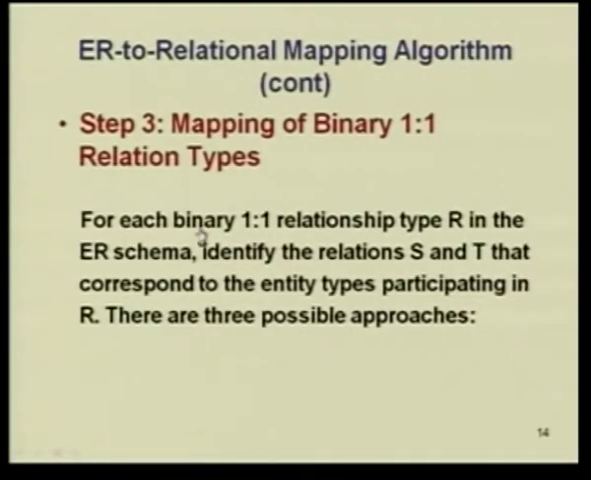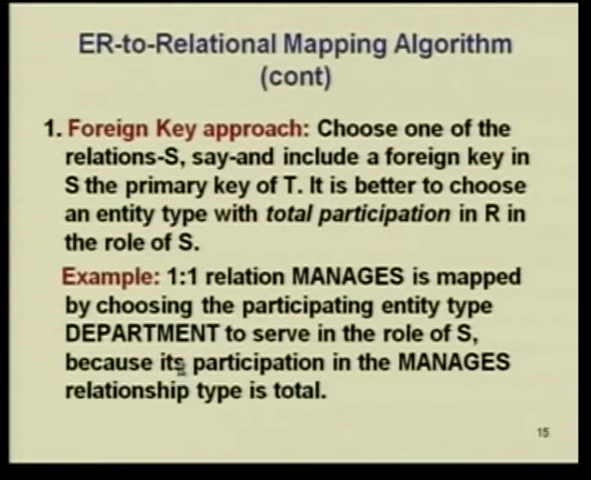For each binary 1:1 relationship type R in the ER schema, identify the relations S and T that correspond to the entity types participating in that relationship, and there are 3 possible approaches to this. One is the foreign key approach. Choose one of the relations, say S, and include a foreign key in S. In S you include the primary key of T. It is better to choose the entity type with total participation in R in the role of S.